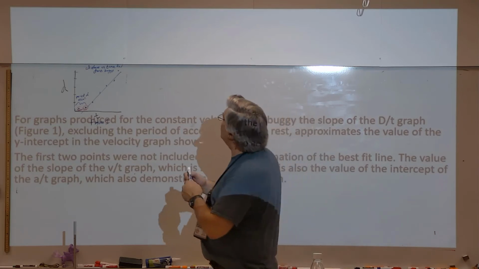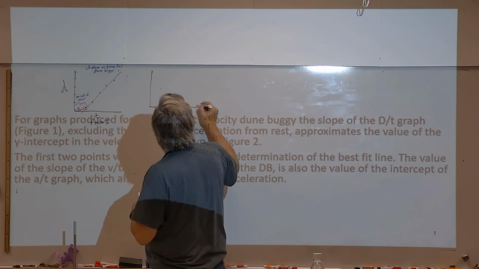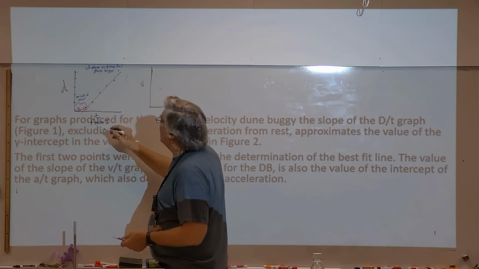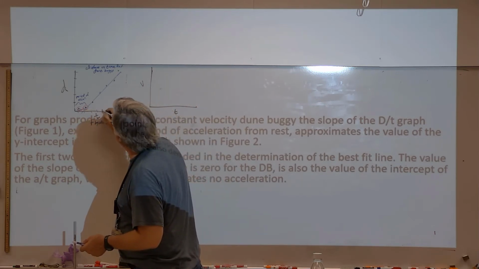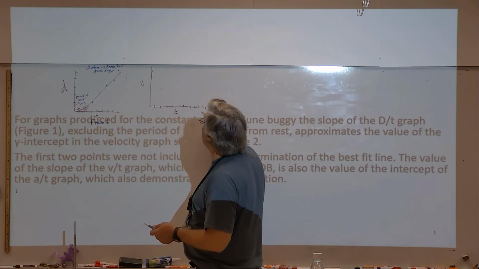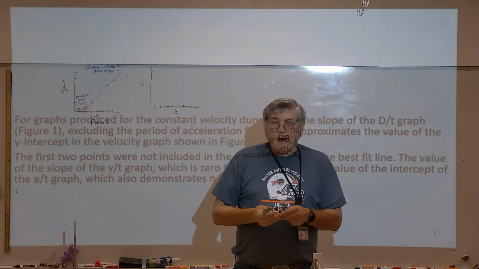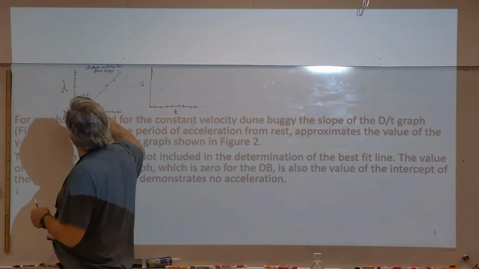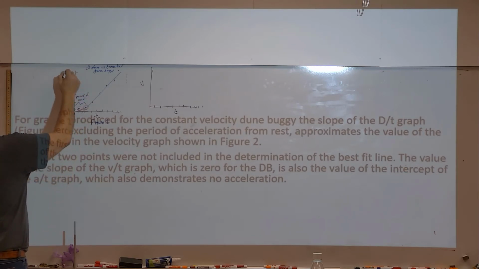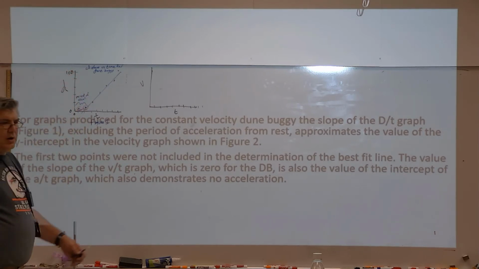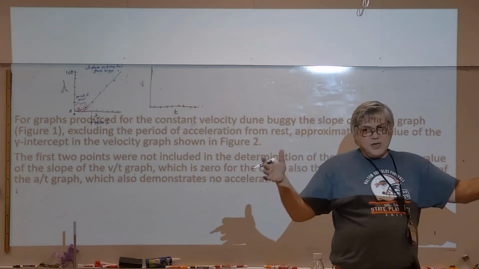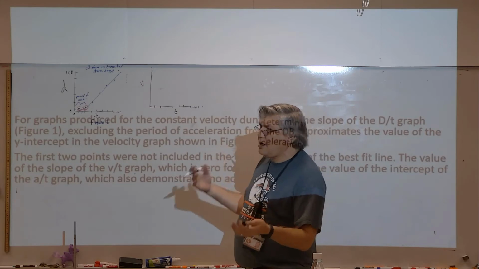So figure 2 is velocity versus time. Now, my time intervals are the same on both these graphs, right? They go 0, 1, 2, 3, 4, 5, 6, 7, 8, 9. But my distance up here goes from 0 up to maybe, I don't know, 100 centimeters. Most of your papers were about 1 meter long, right? So my distance may go up to 100 centimeters.